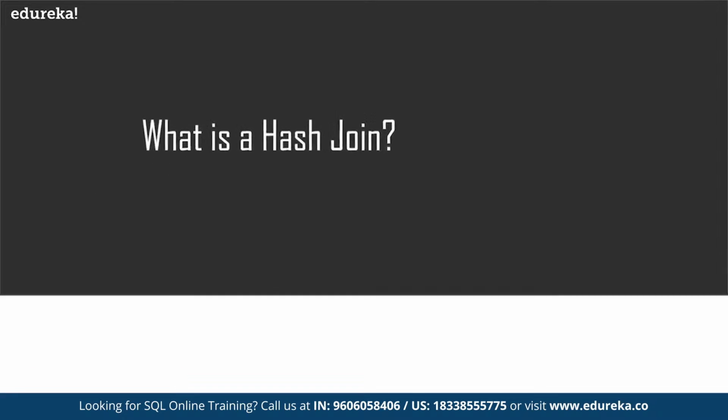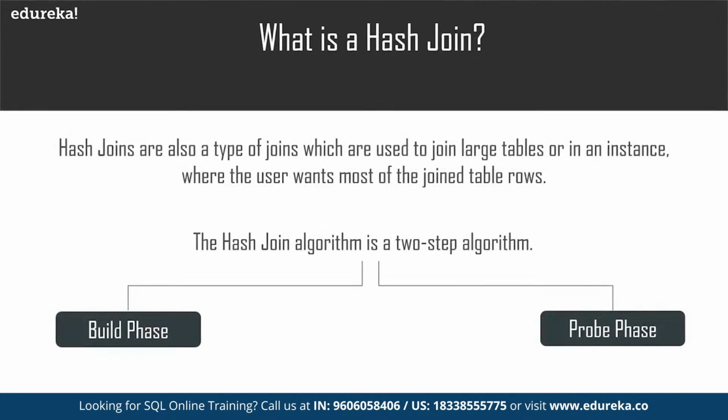Now let's move forward with our next question, that is, what is a hash join? Hash joins are a type of join used to join large tables or in instances where the user wants most of the joined table rows. So whenever the user wants most of the joined table rows, or when you want to join two large tables, you basically use the hash join.